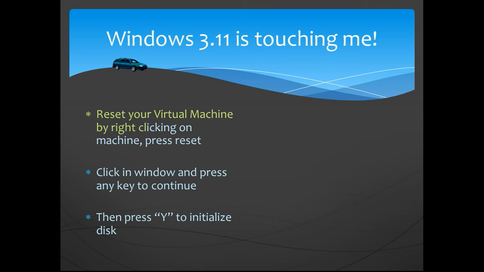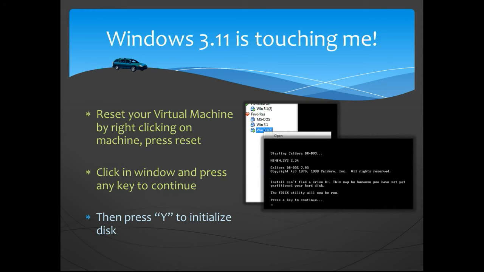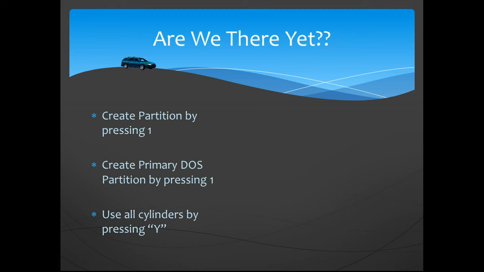So we're going to reset the virtual machine by right-clicking on the name of the machine and pressing Reset. Then you'll want to click on the window when it's done rebooting and press any key to continue. This will allow you to be able to work in the machine when you click in the window. Then it'll ask you to initialize. You tell it yes, you want to initialize.